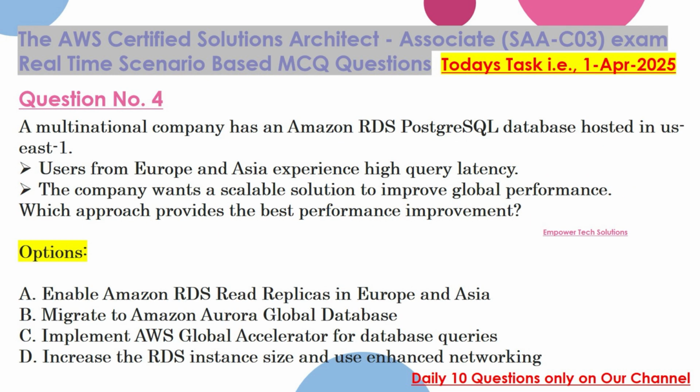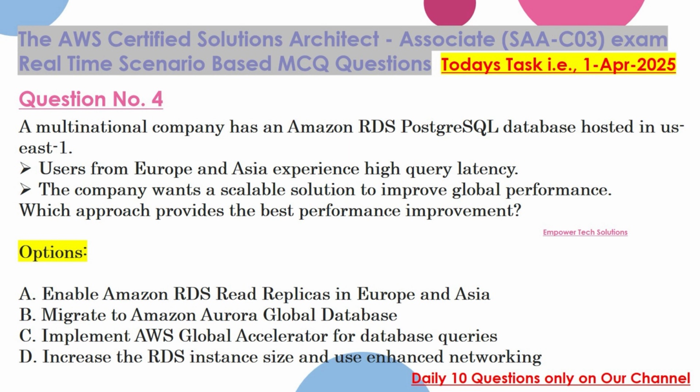Question 4. A multinational company has an Amazon RDS PostgreSQL database hosted in US East 1. Users from Europe and Asia experience high query latency. The company wants a scalable solution to improve global performance. Which approach provides the best performance improvement?